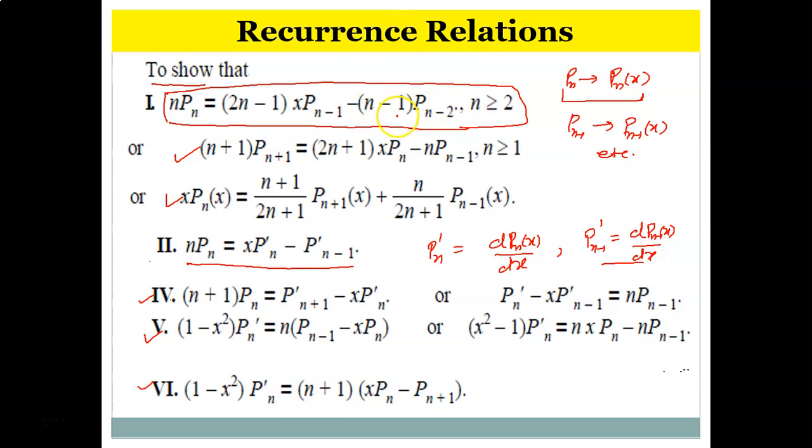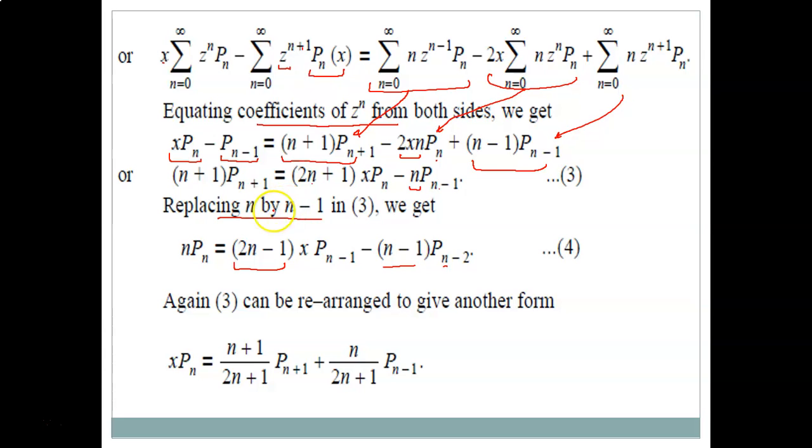This is this expression. Now in the other form, the second one, this one was already obtained, and if you want to put it in this form, that can also be done by rearrangement of the terms here. You just keep xP_n on one side and other things on the other side, you will get this expression. So that is how we have established one recurrence relation.